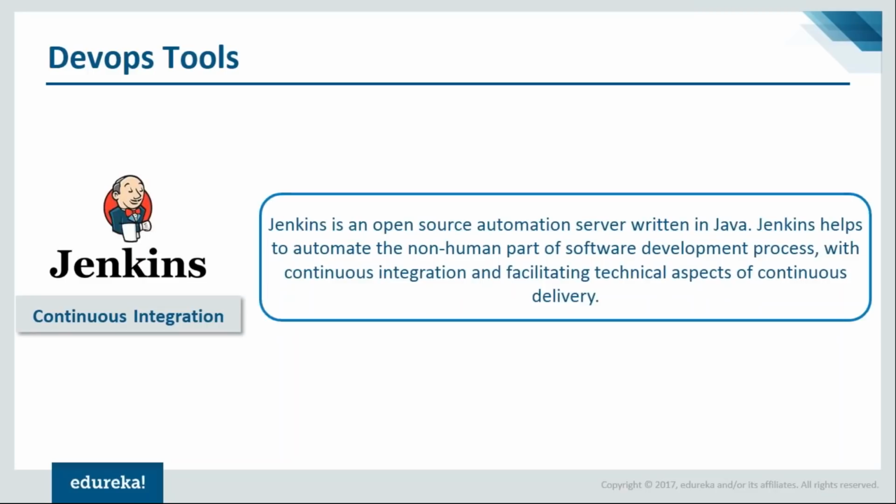Then came Jenkins. So Jenkins is the master of all tools. Basically what it does is continuous integration. So it integrates all these tools. That is, it integrates Docker, it integrates Git, it integrates other tools, it integrates Selenium. So you can use all these tools together using Jenkins.